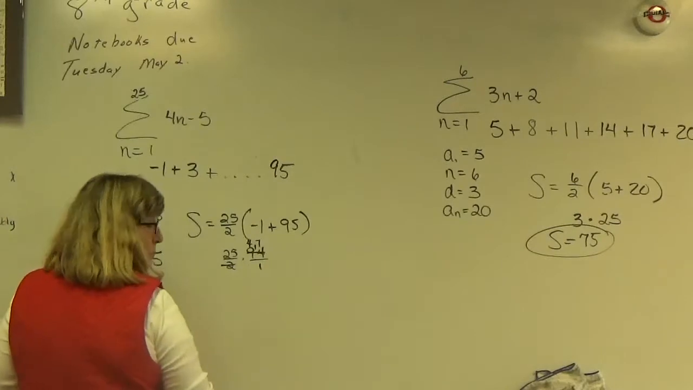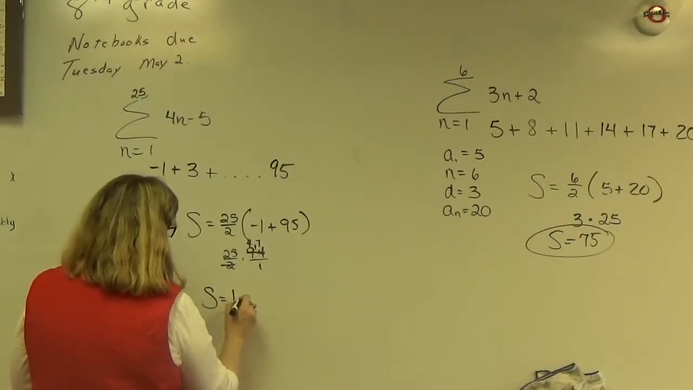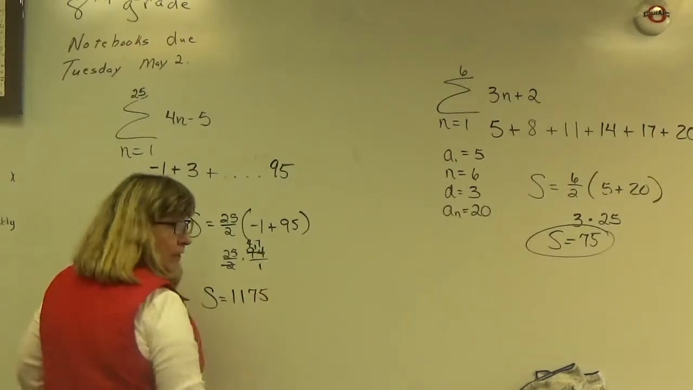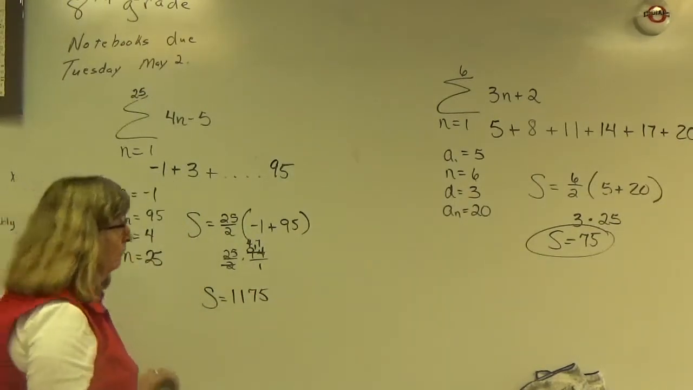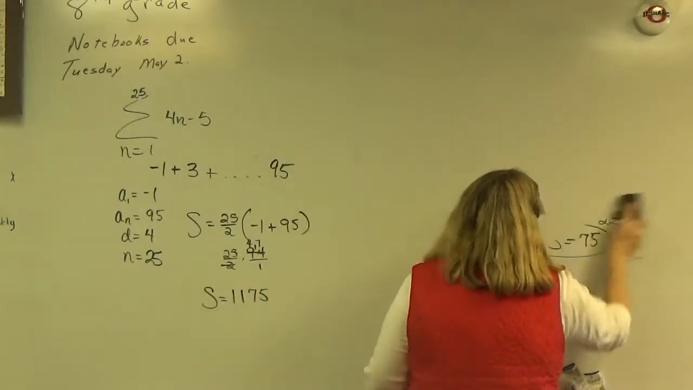So what's 47 times 25, somebody? 1,175. 1,175? Everybody agree? Yeah. Okay, now this next one you don't need to write down, but I'm going to show you what I'm talking about.